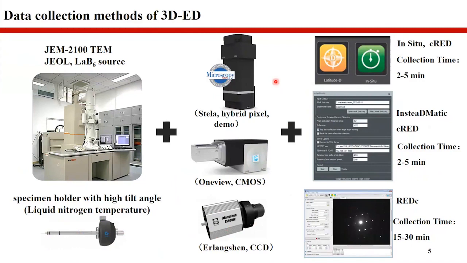And for the Stellar, we also use the CRED mode, and the collection time is also about several minutes. Because the Stellar is a direct electron detection camera, generally the diffraction is more sensitive, and the intensity is more accurate. And as the frame rate of the Stellar is about 16,000 FPS, the dead time could be lower than the CMOS camera OneView.